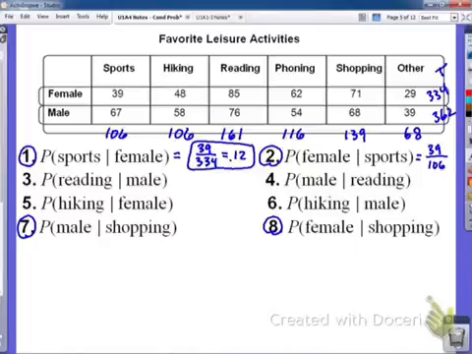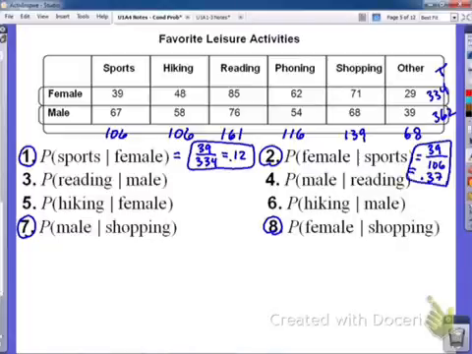Okay, so what does that come out to be as a decimal? A point what? I got 37. Because it's 0.367. Okay, so it's 0.37.